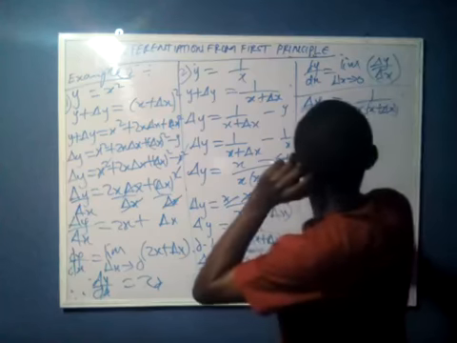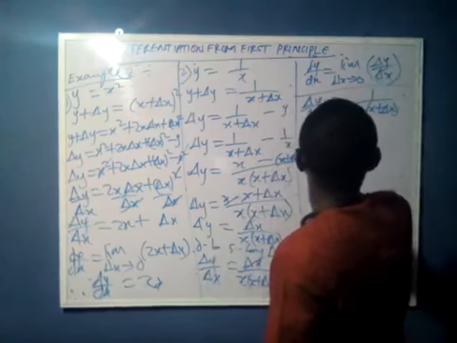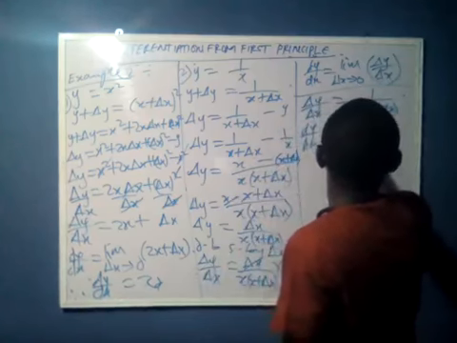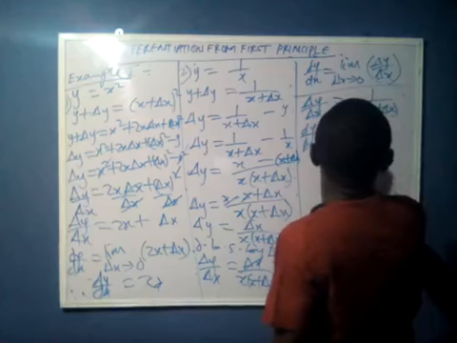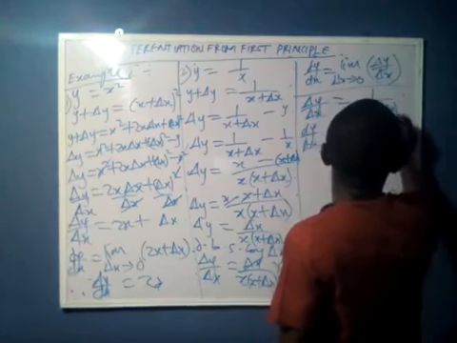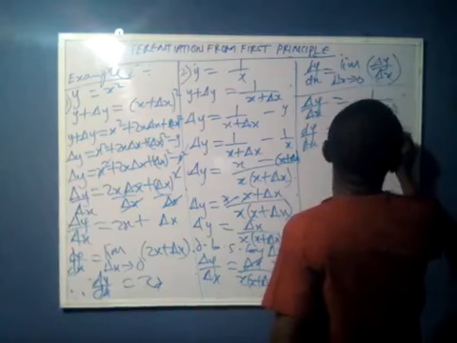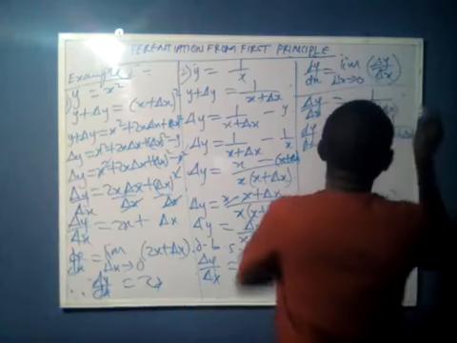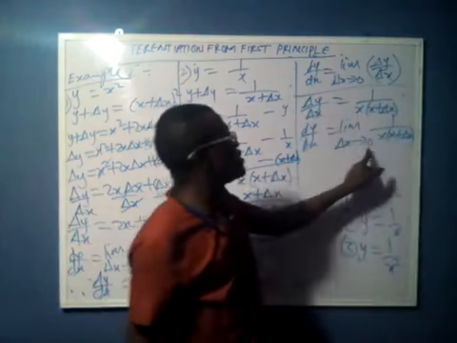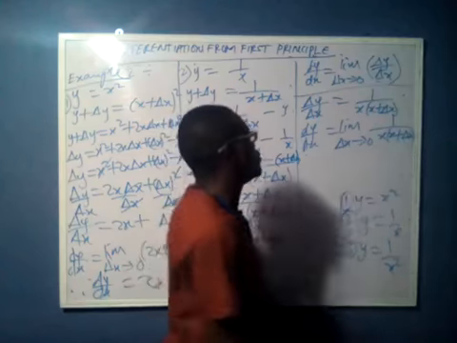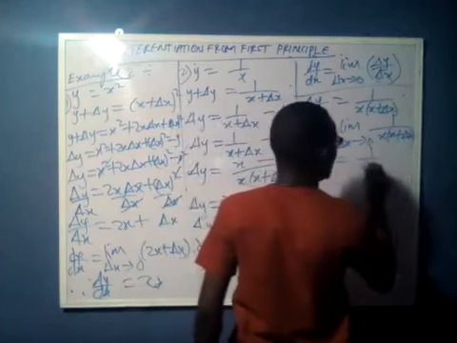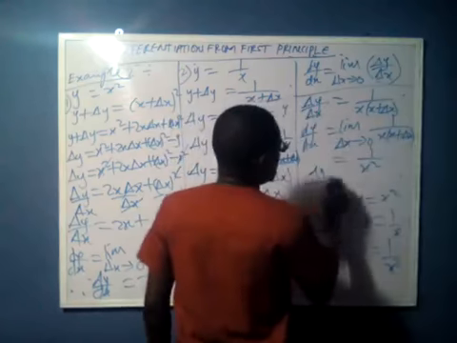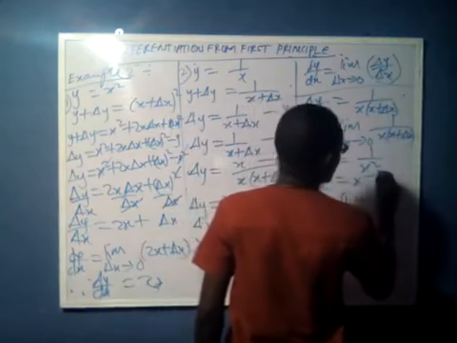So the limit, dy dx, equals the limit as change in x tends to 0 of 1 over x into x plus delta x. Of course, if you substitute delta x as 0 into this function, all you're going to have is 1 over x squared, which can also be expressed as x to the power of minus 2.